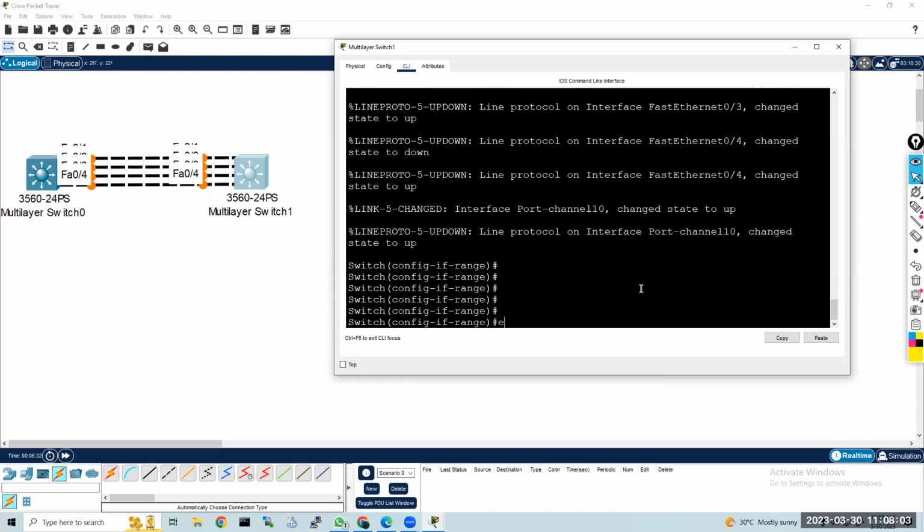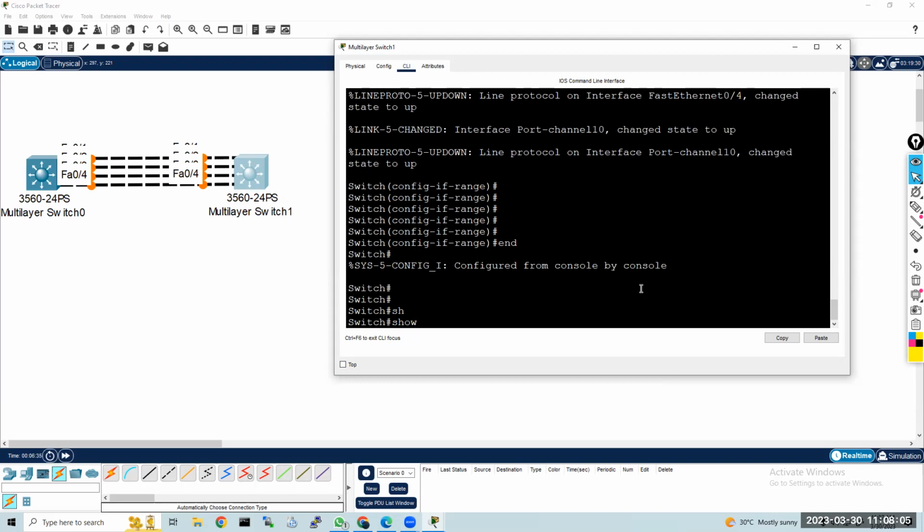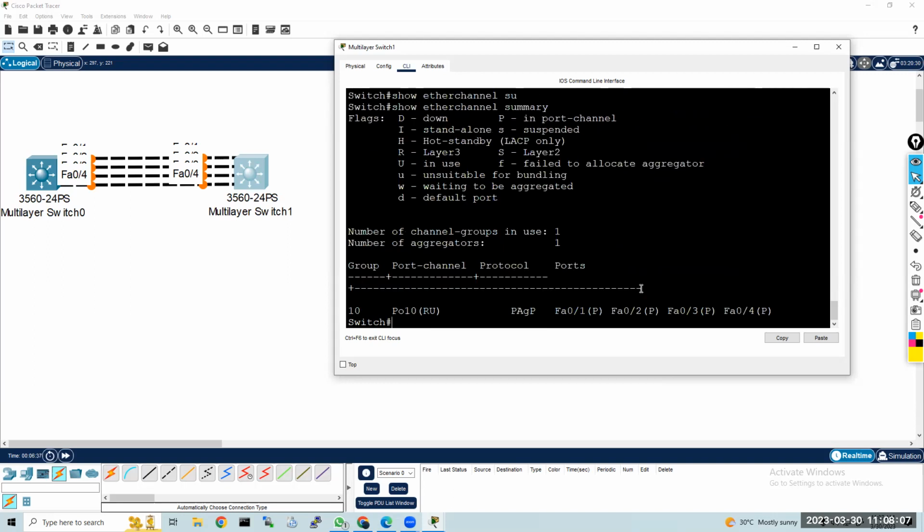Let's check now. Show etherchannel summary. You can see R means layer 3, this is your R3, and capital U means it is in use. On the previous one it was SU, for layer 2.